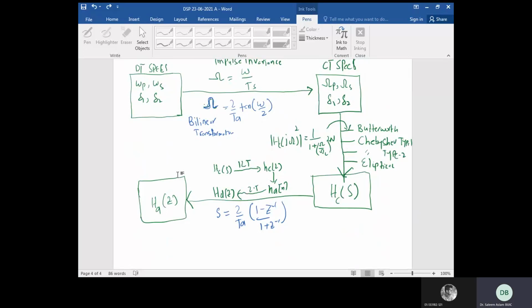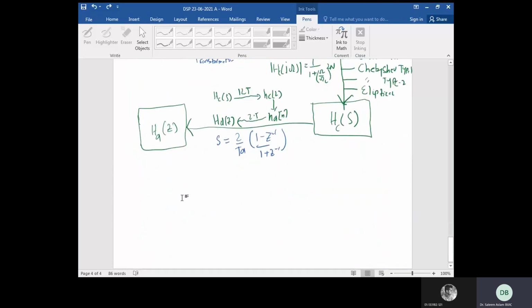design of a low pass filter using Butterworth technique and impulse invariance technique. Example 7.3, design of a low pass filter using Butterworth design technique and bilinear transformation. Right? So let me write.